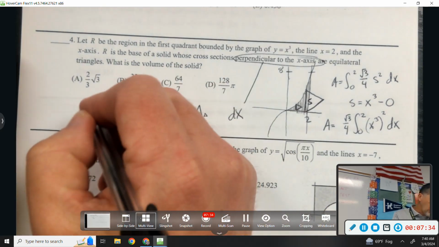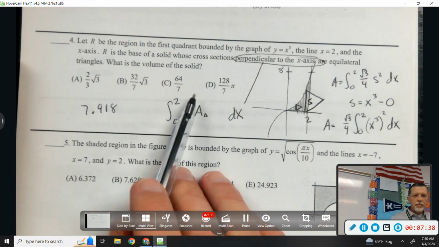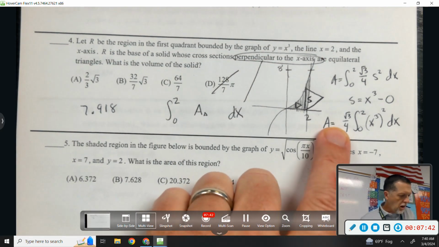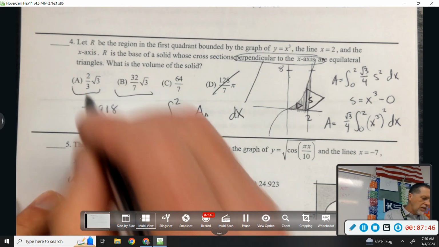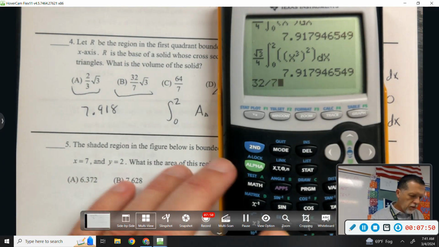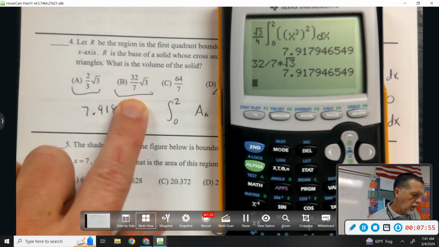So my answer is 7.918. That's definitely not including a pi. There is a square root of 3 in my answer, so I bet it's one of these. 32 sevenths times square root of 3. Yeah, there we go.